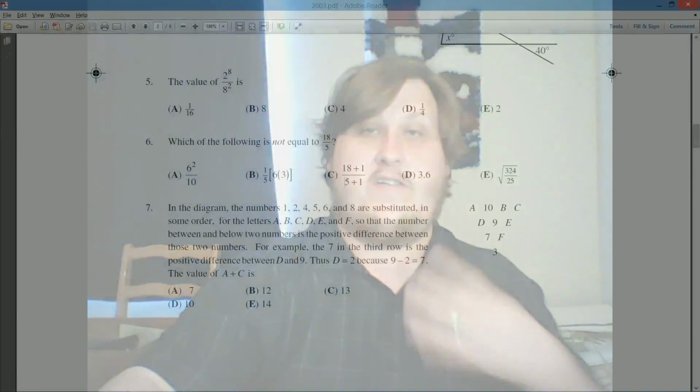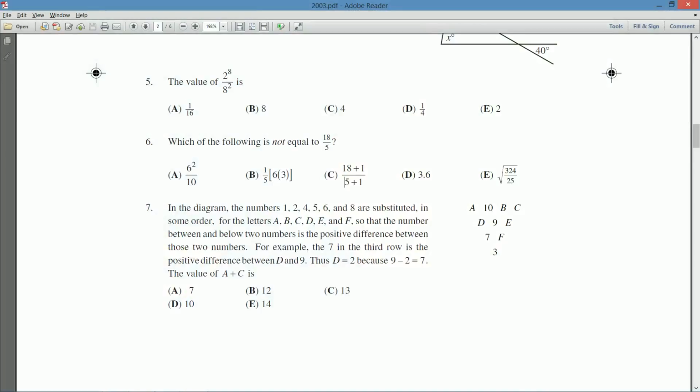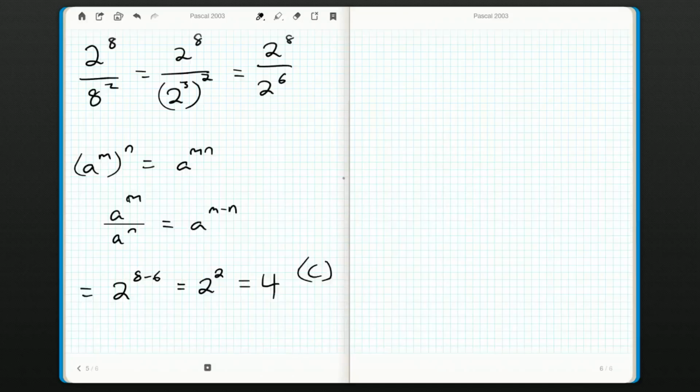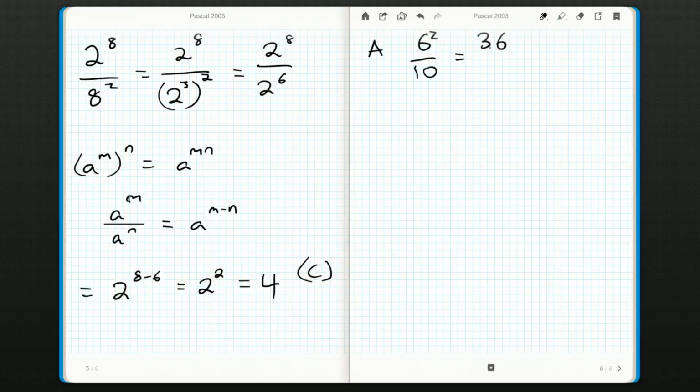We can just evaluate each of these expressions by hand, and that's something I'm going to do now. So A would be 6 squared over 10, but that's 36 over 10, and right there you can see you're going to get 3.6. But we could also say, well, 10 has a factor of 2, and 36 has a factor of 2. 36 divided by 2 is 18, and we're left with 18 over 5.